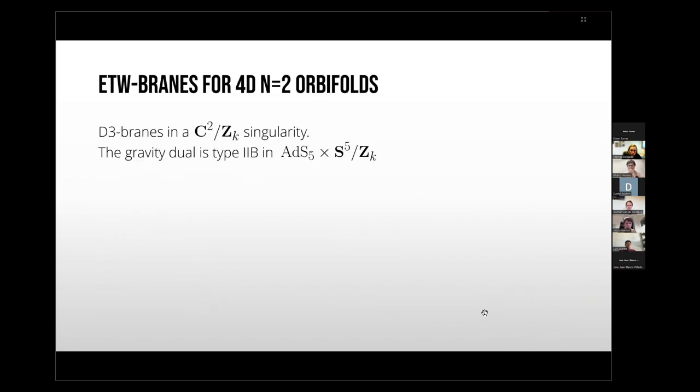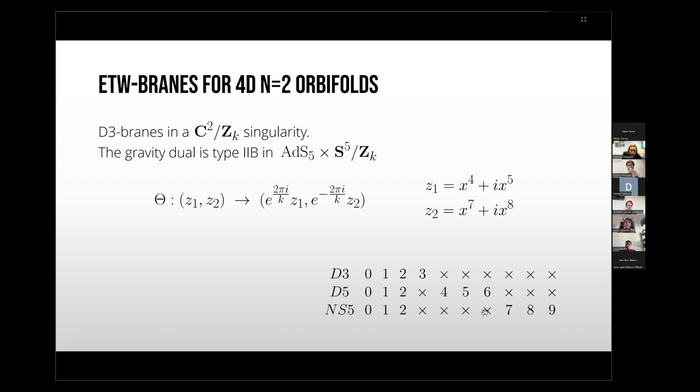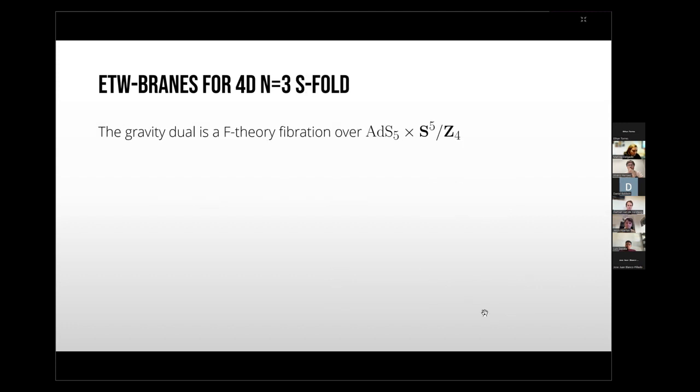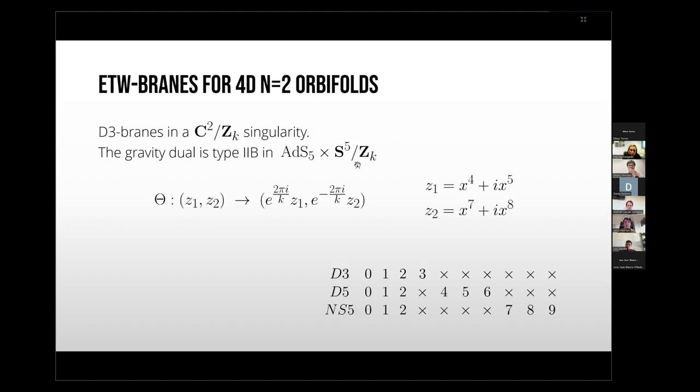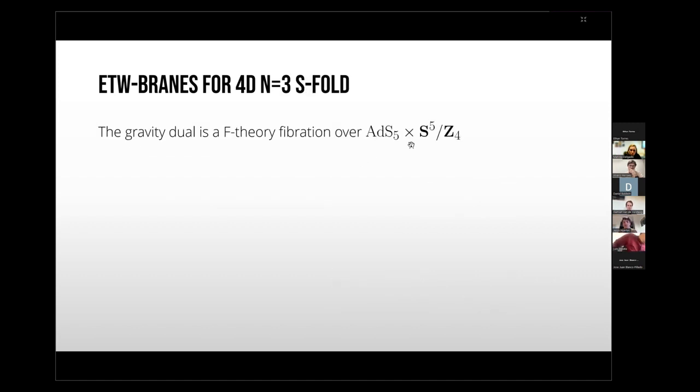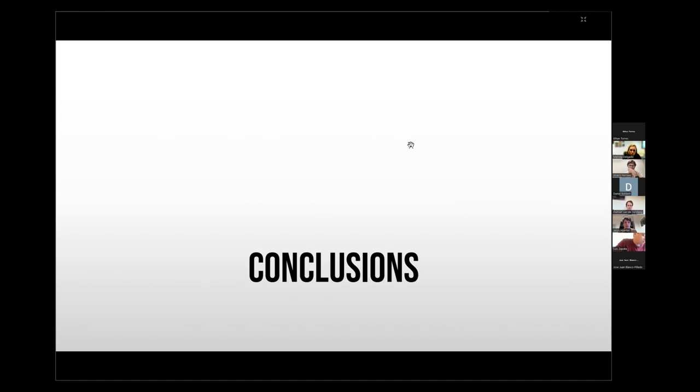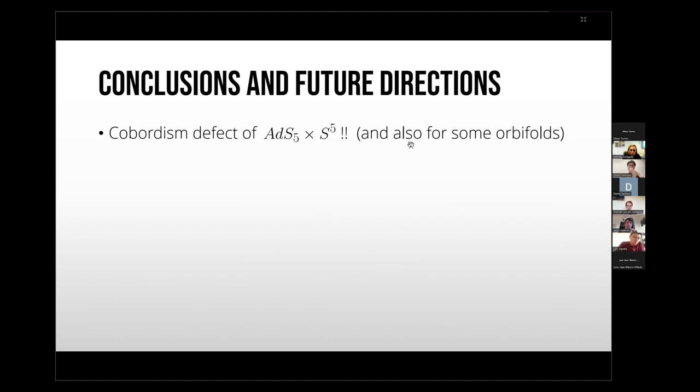And I have here a couple of slides about orbifolds, but I will pass them. I will only say that this solution can also be applied for N=2 orbifolds of the theory, and also N=3 S-folds. The cobordism of AdS5 × S5 can be extended to cobordisms of AdS5 × S5/Z_k and S-folds of AdS5 × S5/Z_4. So concluding, we have unveiled the cobordism defect of AdS5 × S5 and also of some orbifolds.